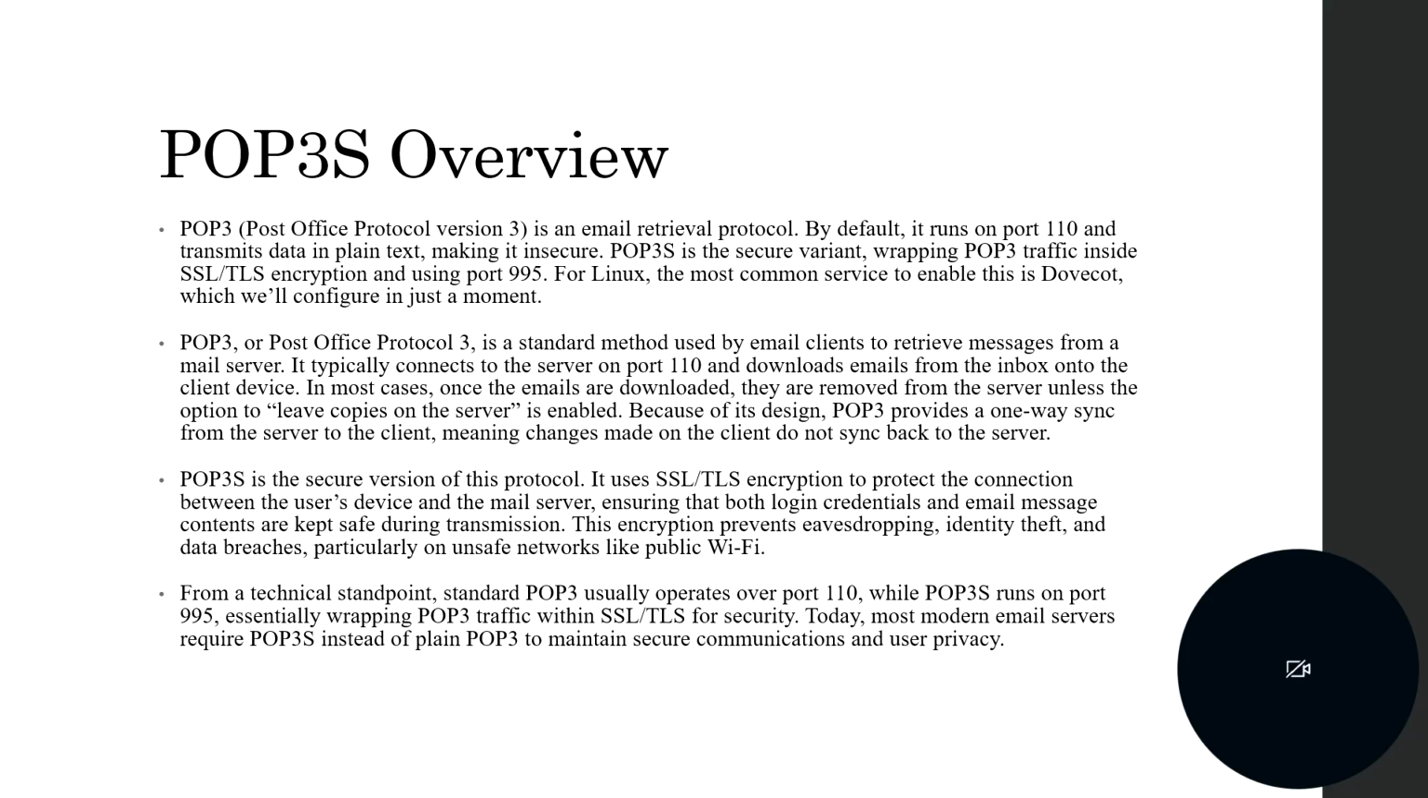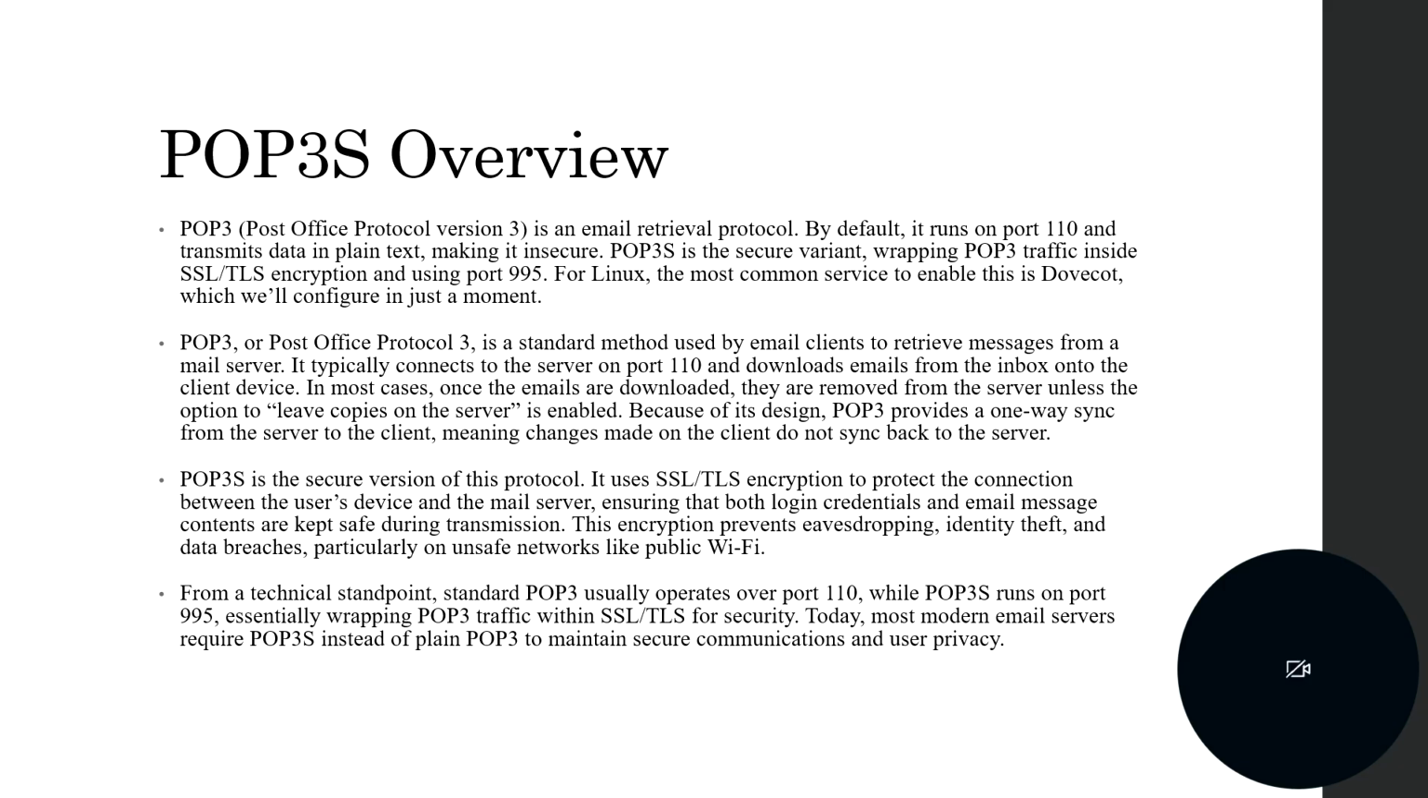So I'm going to start out with giving you guys a POP3S overview. POP3 is an email retrieval protocol by default. It runs on port 110 and transmits data in plain text, making it insecure. POP3S is the secure variant, wrapping POP3 traffic inside SSL and TLS encryption and using port 995. For Linux, the most common service to enable this is Dovecot, which we'll configure in just a moment.